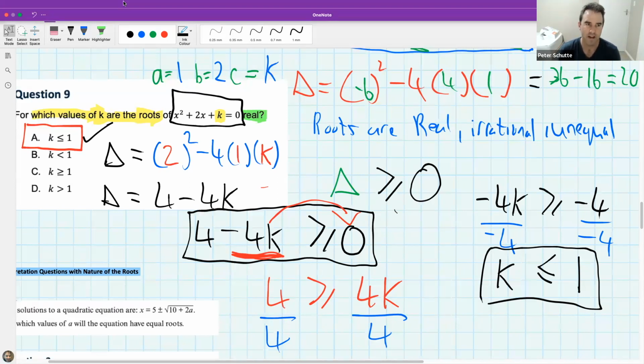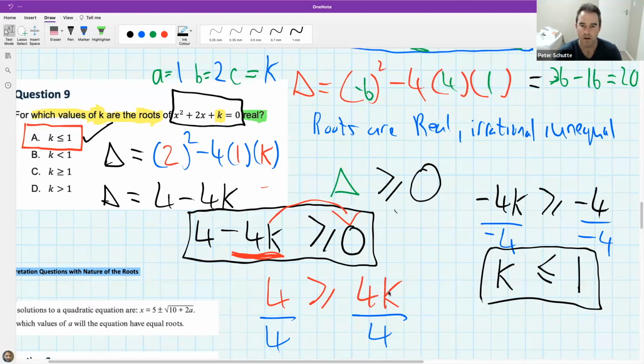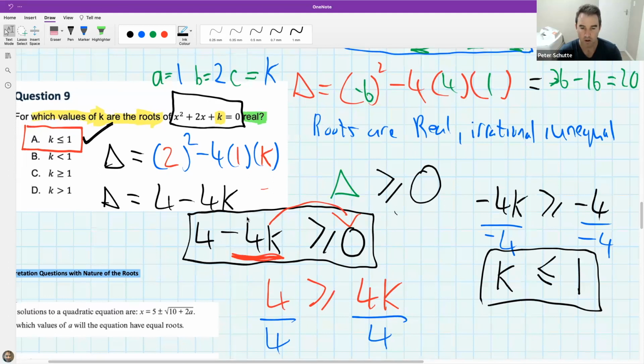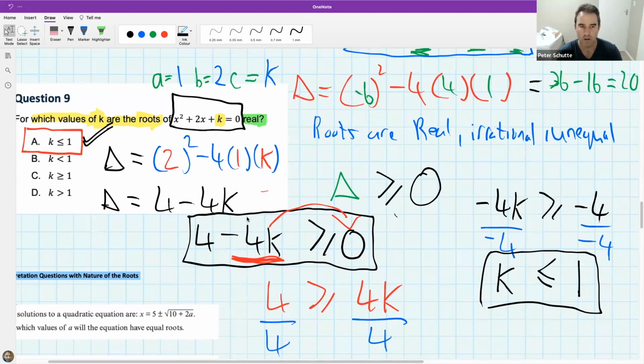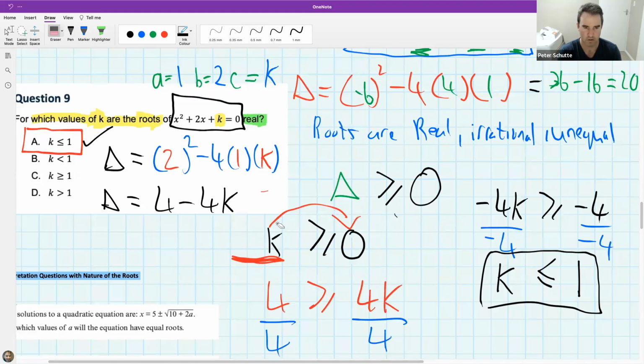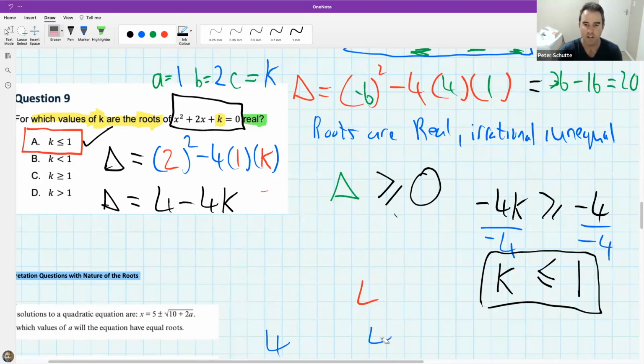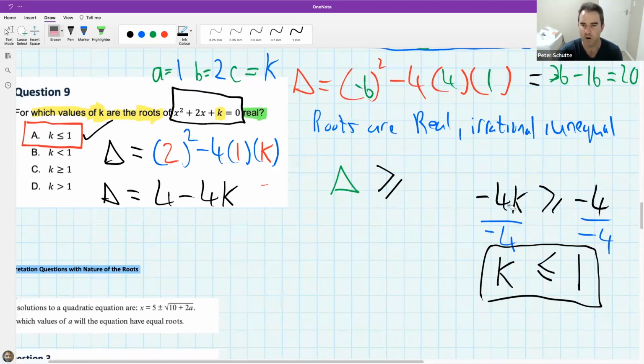Evening, sir. So, sir, I'm really struggling to understand how we were proving that the whole equation was equal to, for which values the roots of the equation are going to be real. Yeah, it's quite abstract.